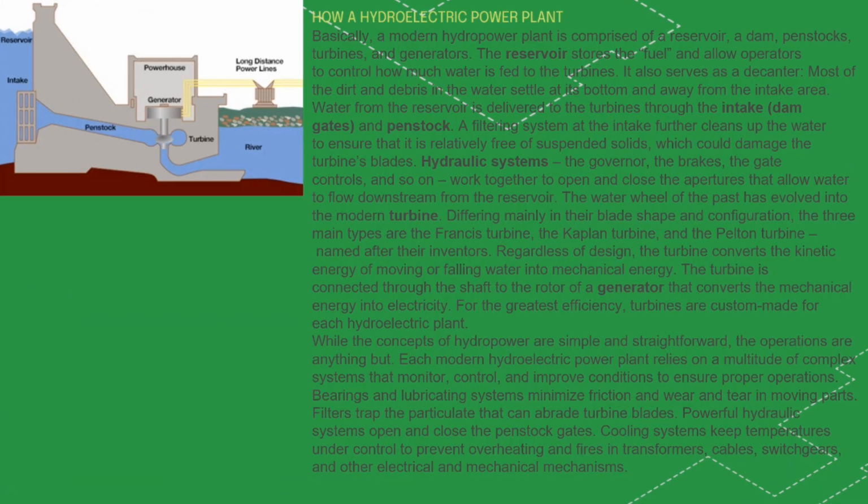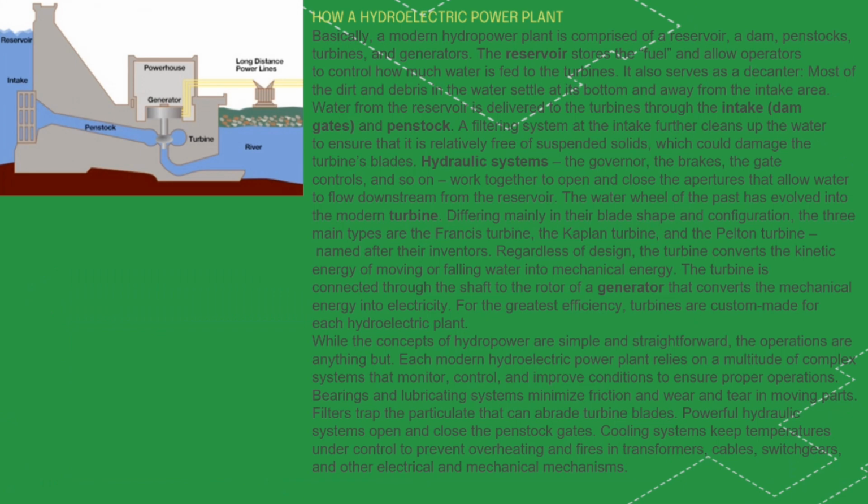How a hydroelectric power plant works. Basically, a modern hydropower plant is comprised of a reservoir, a dam, penstock, turbine, and generator. The reservoir stores the water and allows the operator to control how much water is fed to the turbine. It also serves as a desilter. Most of the dirt and debris in the water settle at its bottom and away from the intake area.